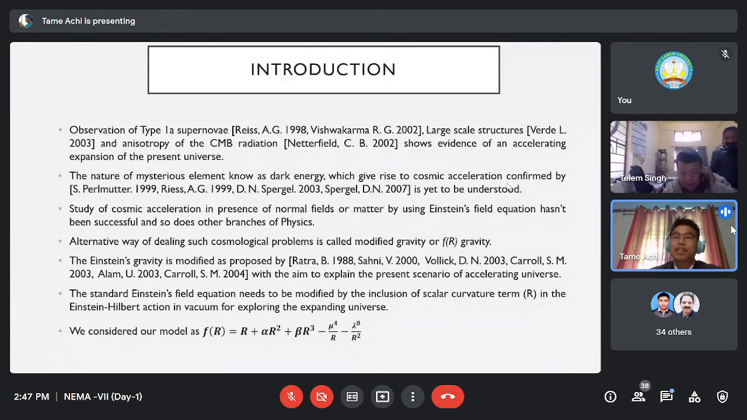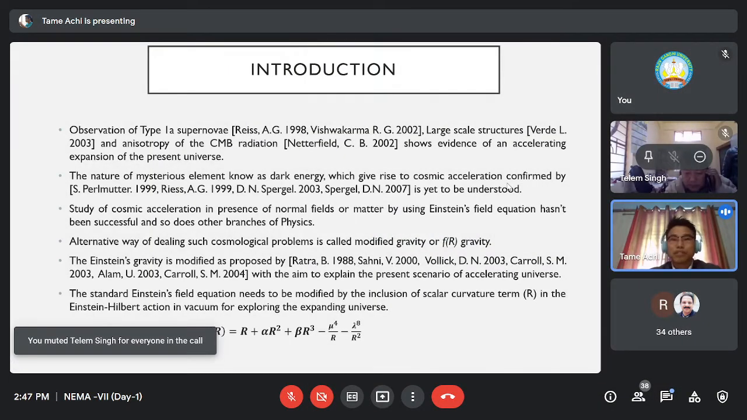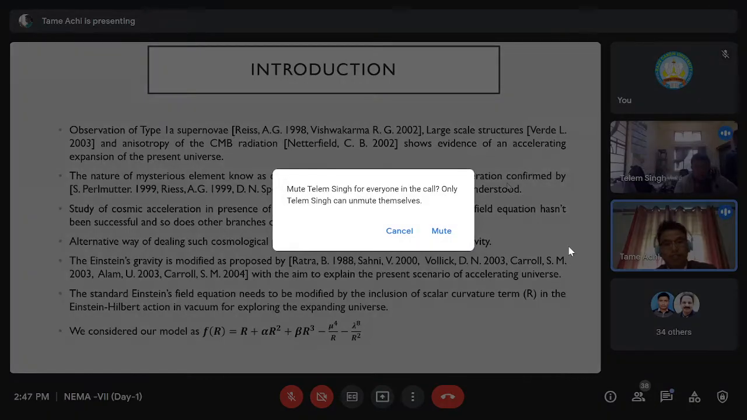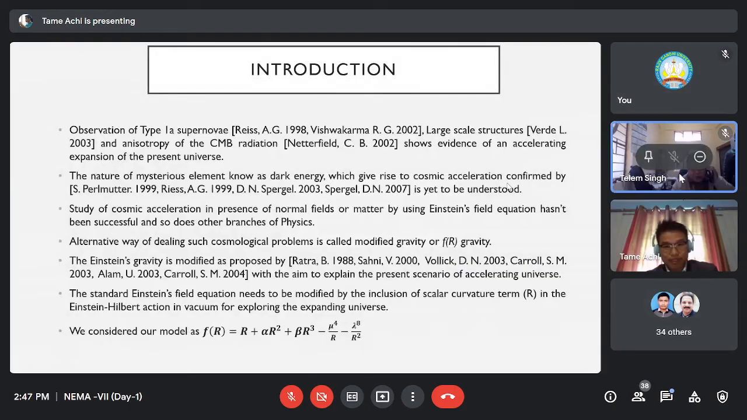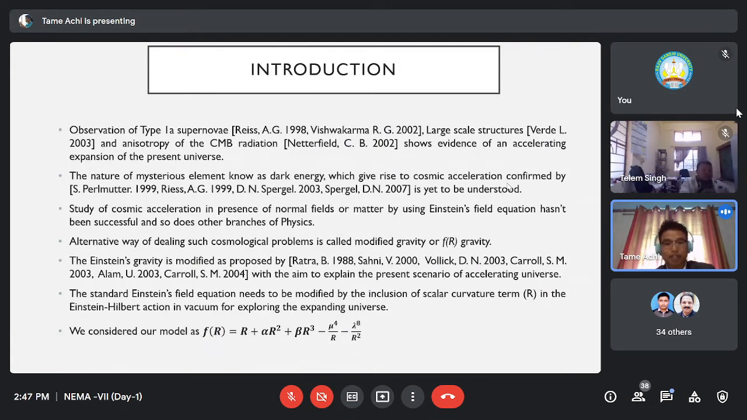Even the classical Einstein field equation hasn't been successful, and other branches of physics have tried but have not been able to explain this phenomenon. But there is an alternative way to solve this problem. We call it modified gravity or f(R) gravity. Many authors have proposed their models.